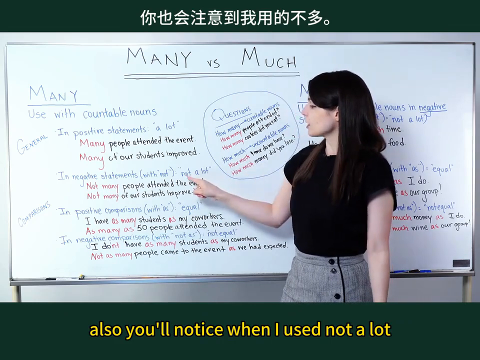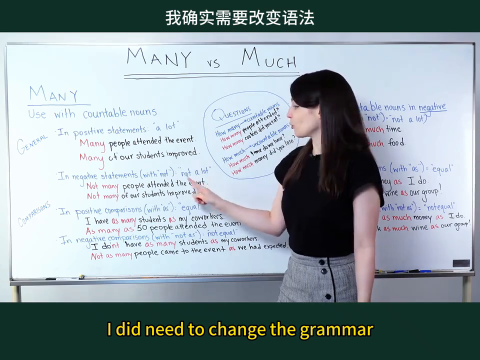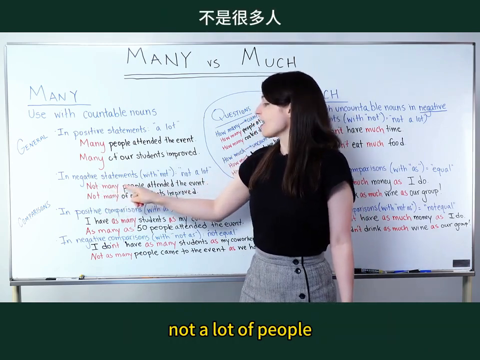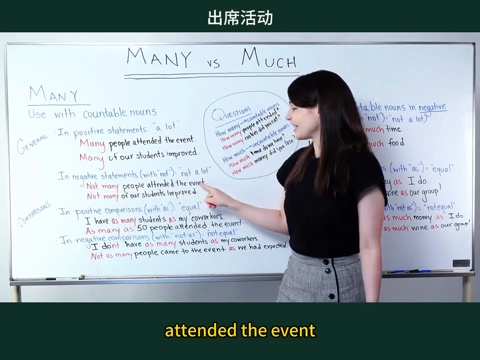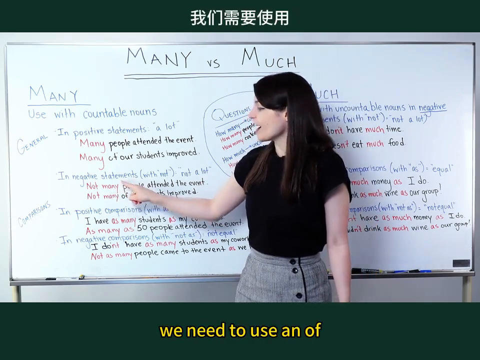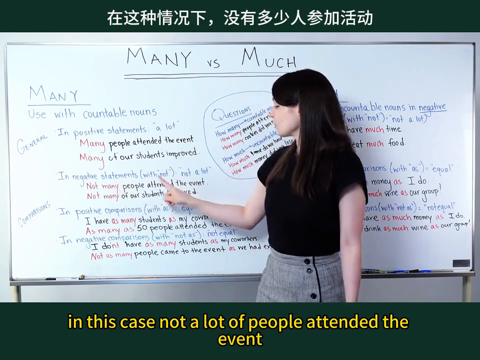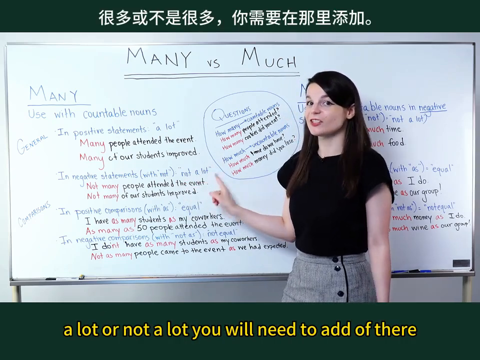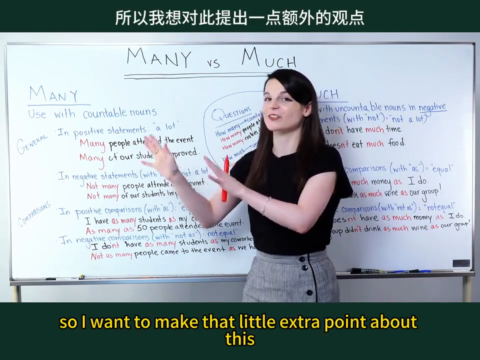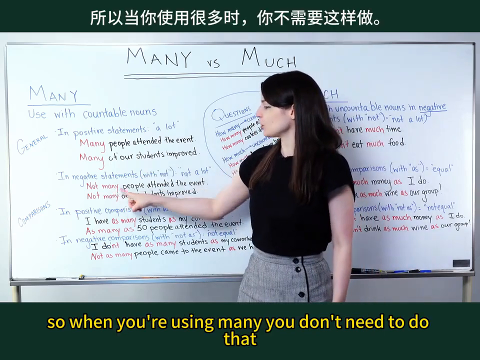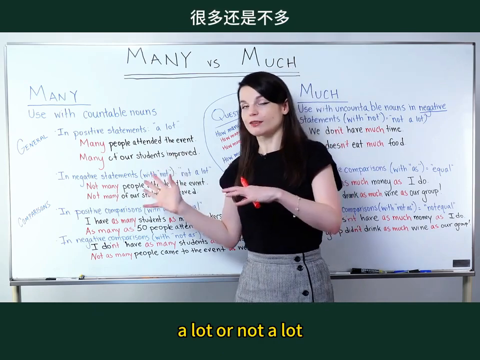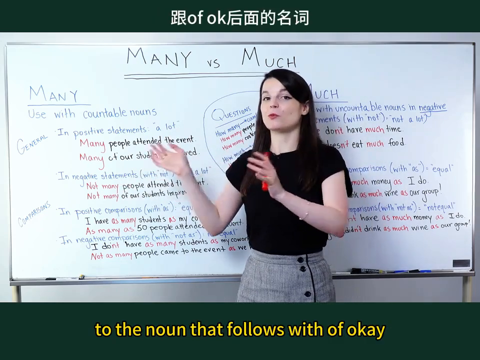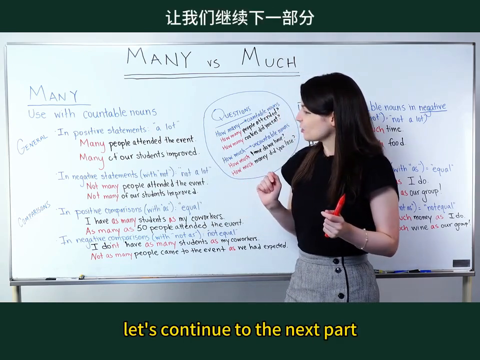Also, you'll notice when I used not a lot, I did need to change the grammar of my sentence. So not a lot of our students improved, or not a lot of people attended the event. So you'll notice we need to use an of in this case. When you use a lot or not a lot, you will need to add of there. So I want to make that little extra point about this. When you're using many, you don't need to do that. But when you're using a lot or not a lot, you do need to connect the expression to the noun that follows with of. Okay, let's continue to the next part.